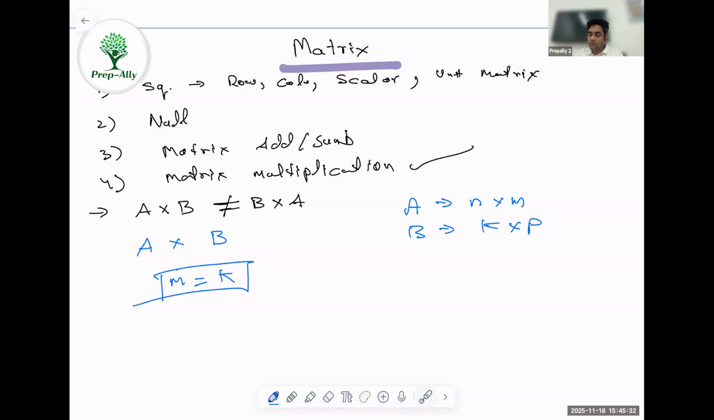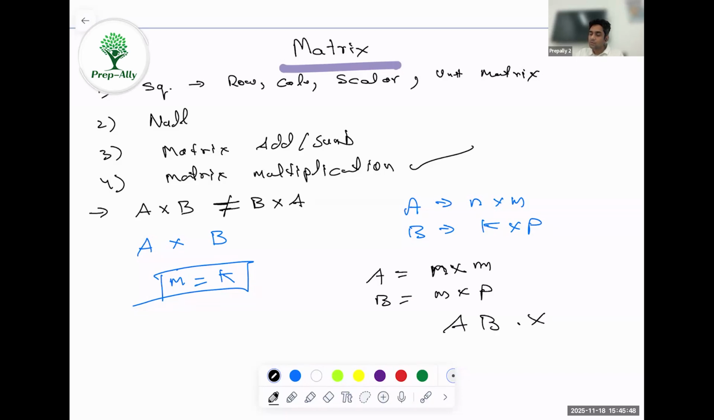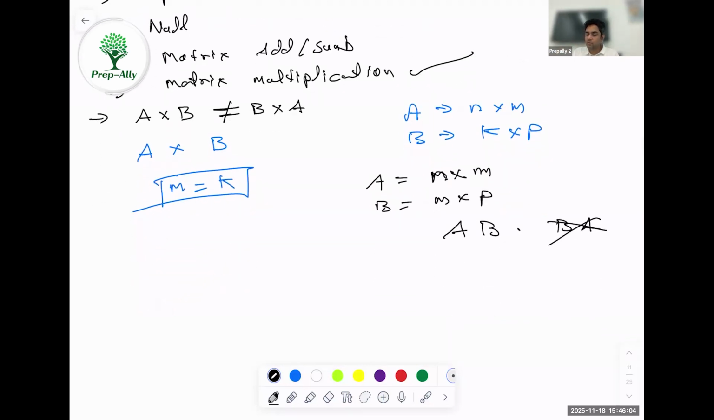Even if m is equal to k, let us say I have A as an n cross m matrix and B as an m cross p matrix, you will see that I can multiply AB, but it's not even possible to multiply B into A. Why? Because the order does not match. The matrix multiplication is not even possible. So by default, A into B will not be B into A. Only in some rare cases it might happen.